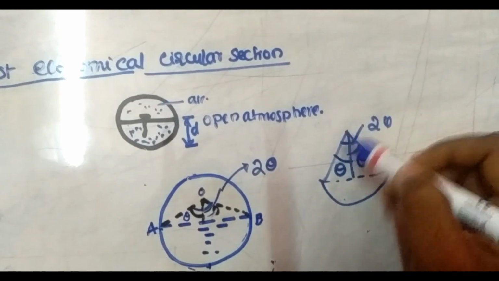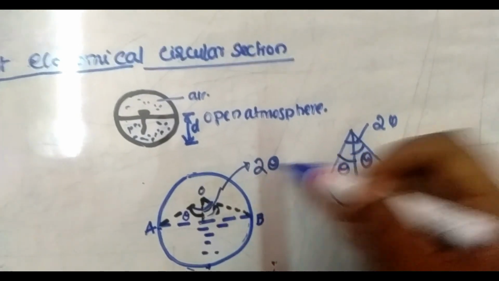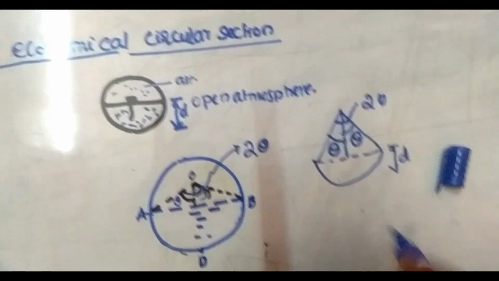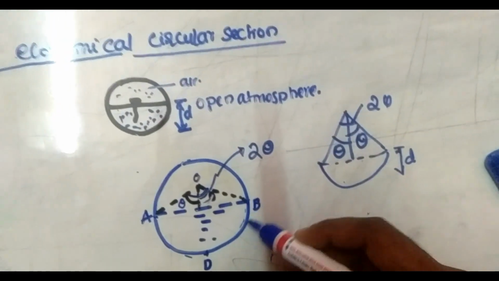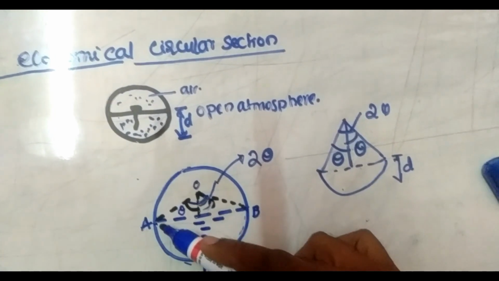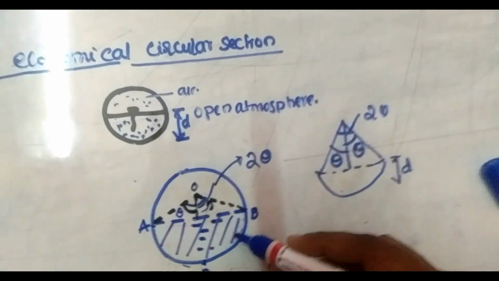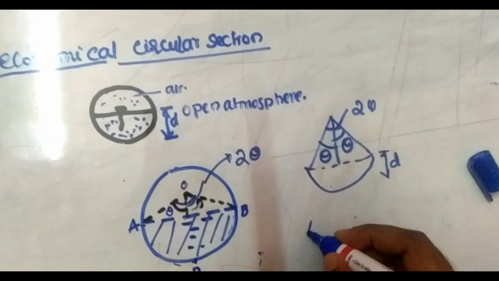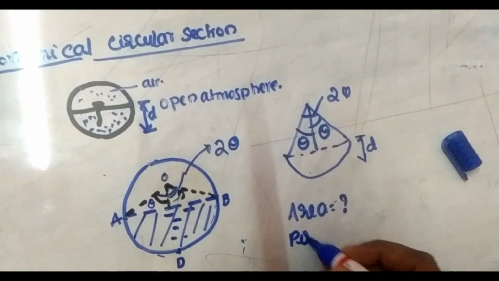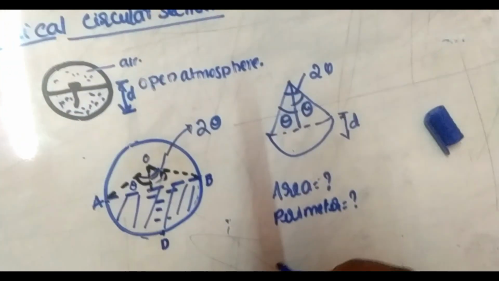This is the same portion zoomed, and this angle creates 2 theta. So we need to know the perimeter and area of this part, the water surface. First we'll go for the perimeter.